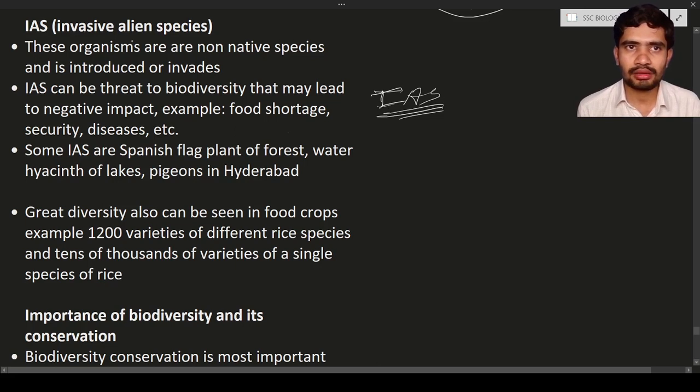Alien is nothing but a person who does not belong here. That person does not belong here, that is known as alien. Okay, you might have seen the alien species in the planet outside of the earth.